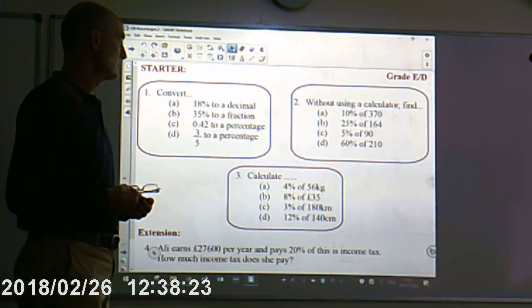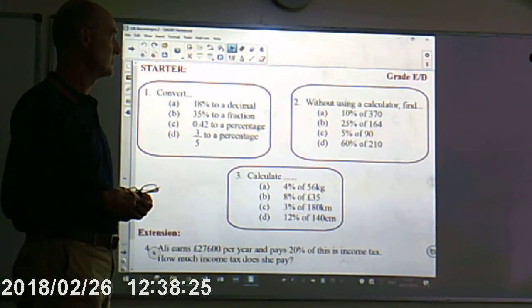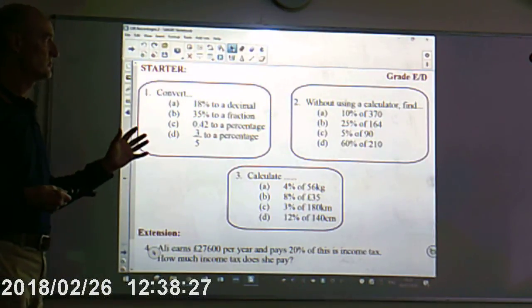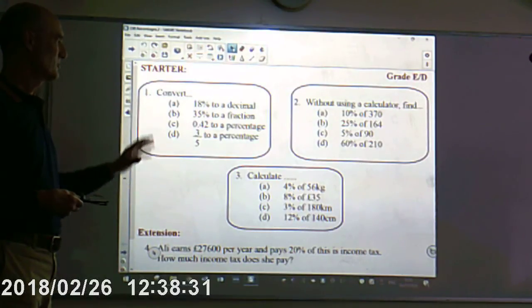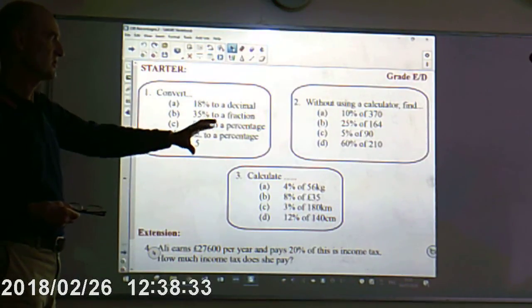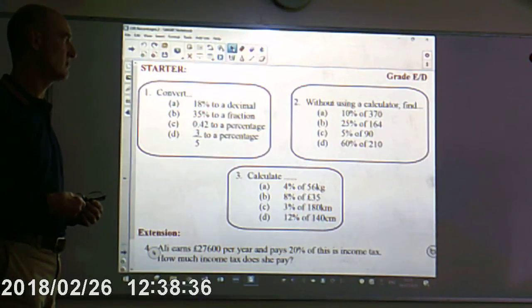Right, ladies and gents, a bit of a starter activity there for you. We're going to be working with percentages. This is basic work on percentages, fractions and decimals, which hopefully you've got experience of and have covered in the past.